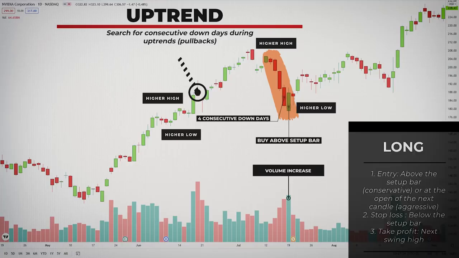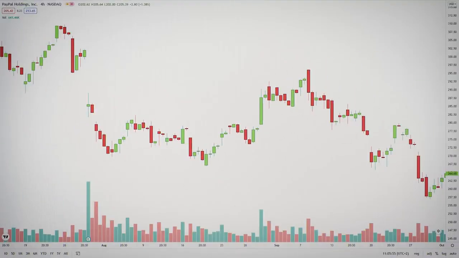We entered the next day at the open, and this was the ideal setup. This is the aggressive entry. You don't wait for the high of the bullish candle to be taken out. You enter right at the open. The stop loss is below the bullish setup bar. Again, exit 50% of your position at the next swing high, and then move your stop to break even, and hopefully let the uptrend continue its course. You can trade this swing trading setup on the short side.